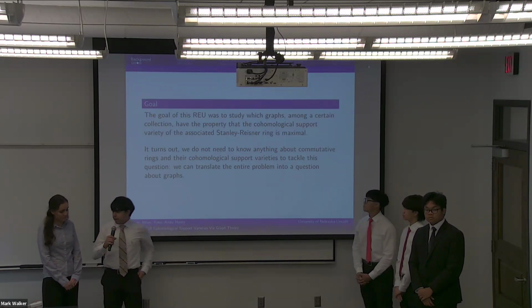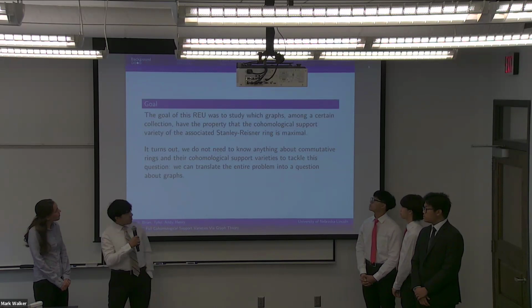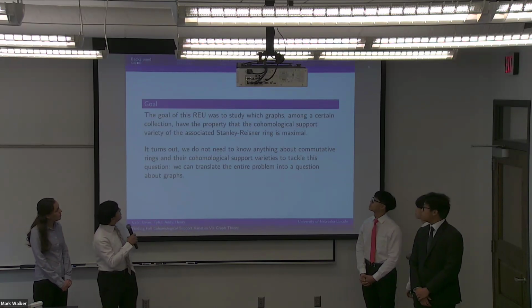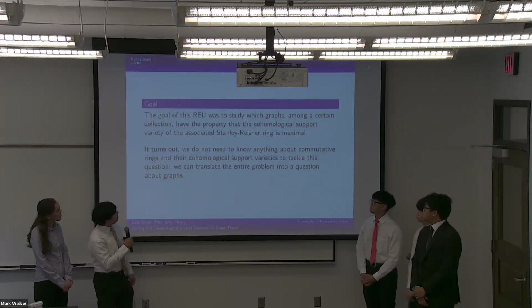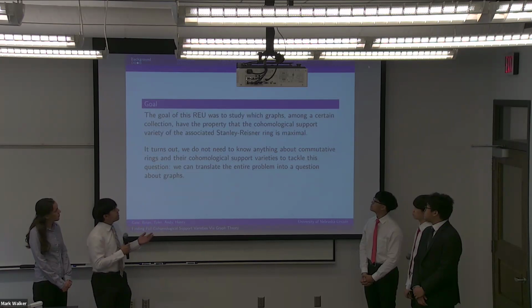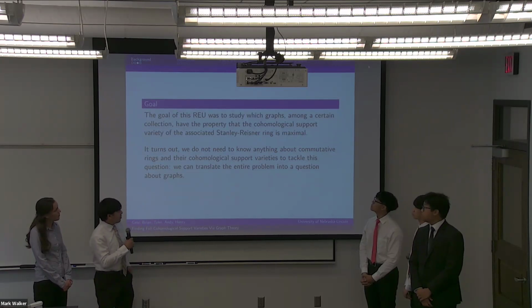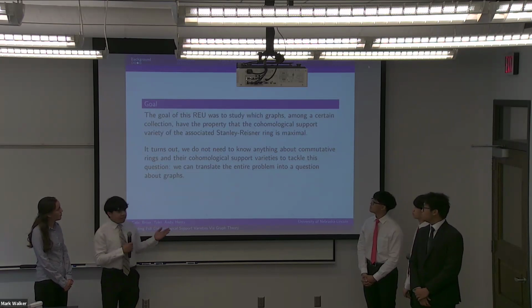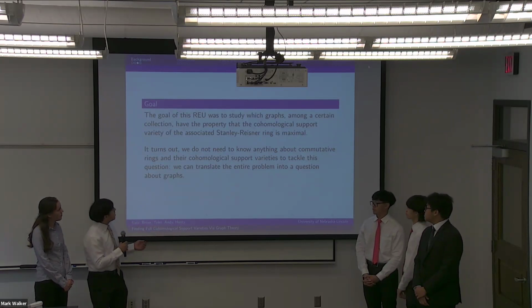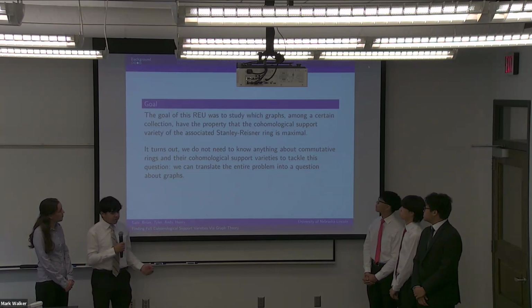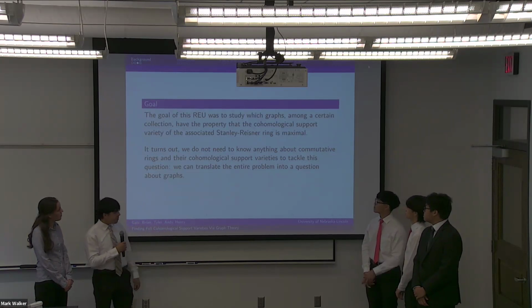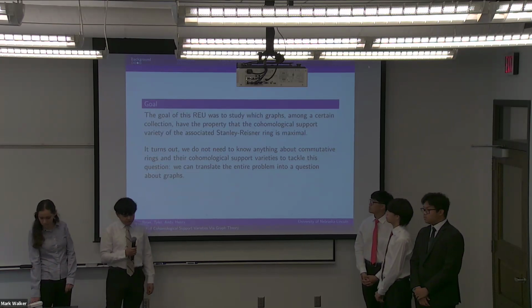So what is our goal? All right, so the goal of this REU was to study, among a certain collection of graphs, when the cohomological support variety of the associated Stanley-Reisner ring is maximal. As it turns out, we do not need to know anything about commutative rings and their cohomological support varieties to tackle this question. We can translate the entire problem into a question about graphs.